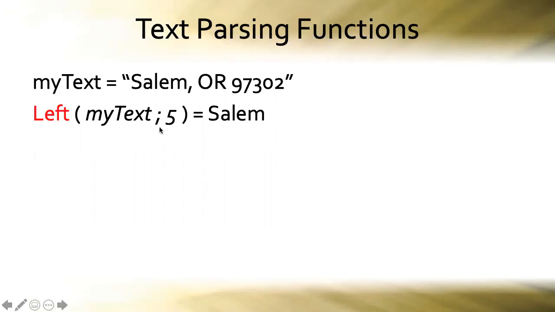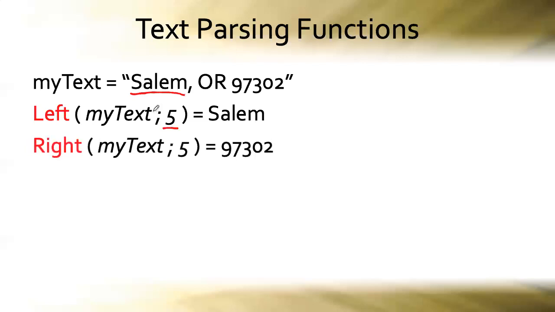And so let me switch to my pen. And so if we say grab 5 characters off of this myText, it's going to grab the leftmost 5 there. Well, what if we needed the zip code? Well, then we could use the right function to say, okay, grab the rightmost 5 characters off of myText. And of course, we'd get these guys here, just the rightmost 5 characters.